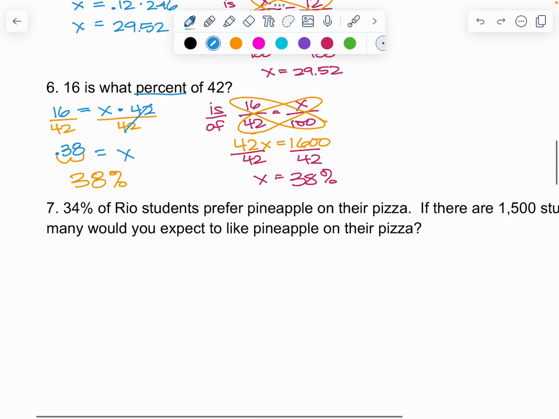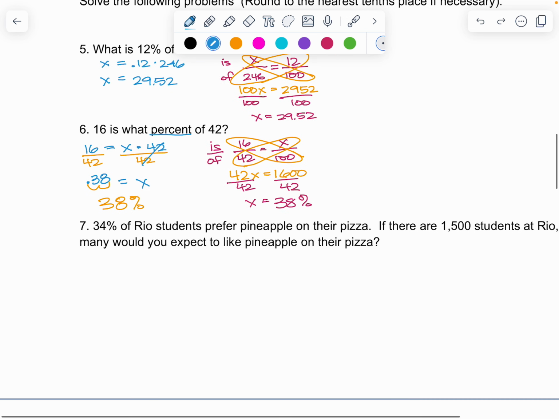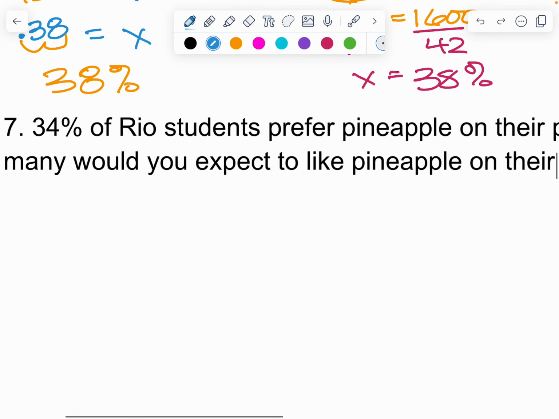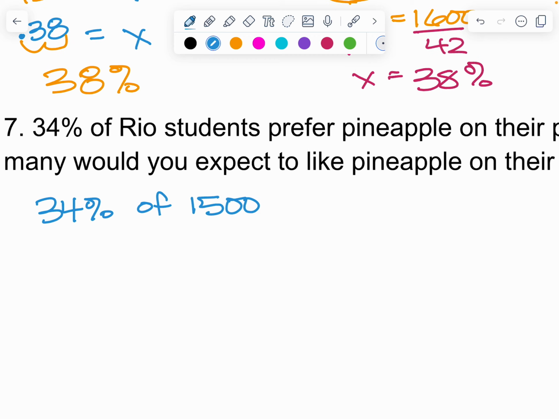All right, here we go. Last one. 34% of Rio students prefer pineapple on their pizza. Don't know why. All right, if there are 1,500 students at Rio, how many would you expect to like pineapple on their pizza? If I wrote it as an equation, I would want to find 34% of the 1,500 students. And that will tell me how many students like pineapple.